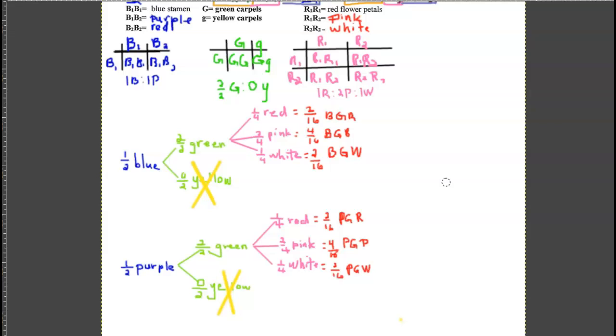And so here it is. I did 3 monohybrid crosses. Notice I took a shortcut here and there. So here I took a shortcut. And here I took a shortcut. So 1 plus 1 is 2, so 50-50 chance blue or purple. There was only 1 recessive allele for the green, so there were no yellow, so that line died out.